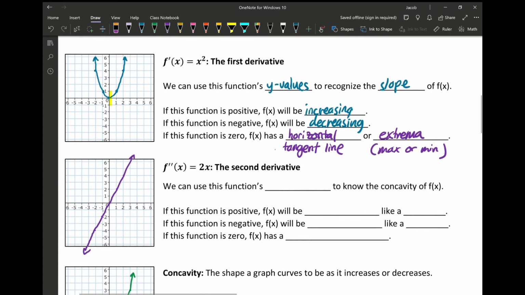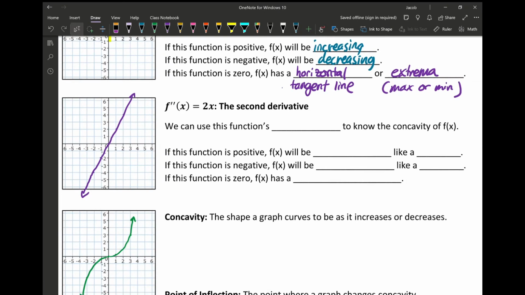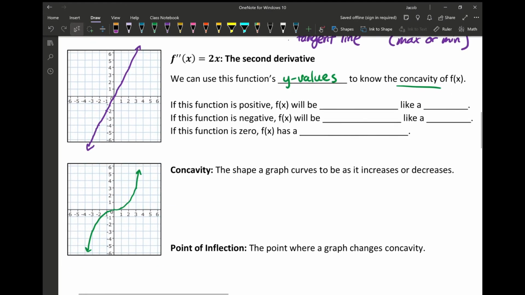But the second derivative is going to be talking about this. So we can use this function's y values to know the concavity of f of x. Now, concavity is the shape a graph curves to be as it increases or decreases.